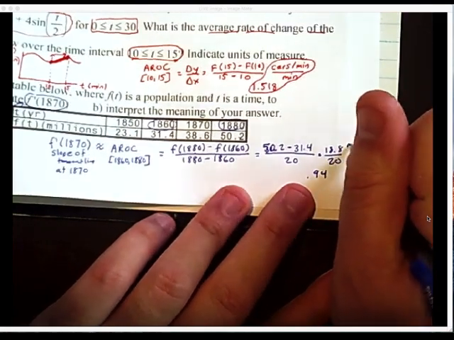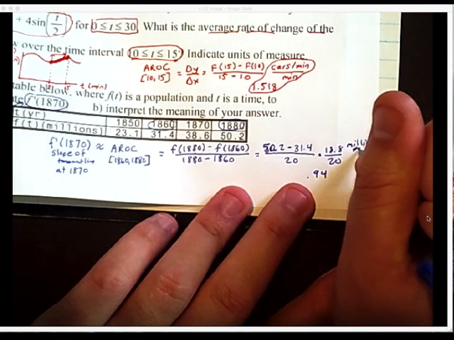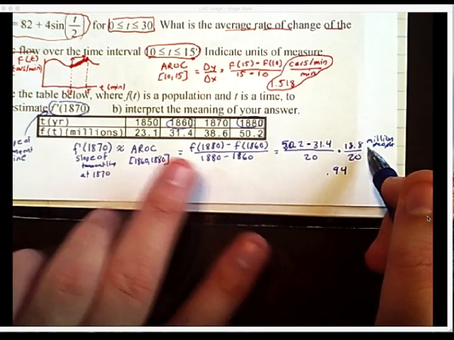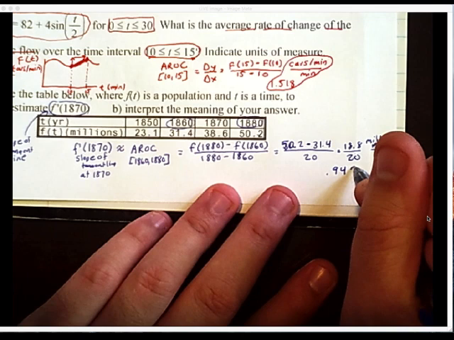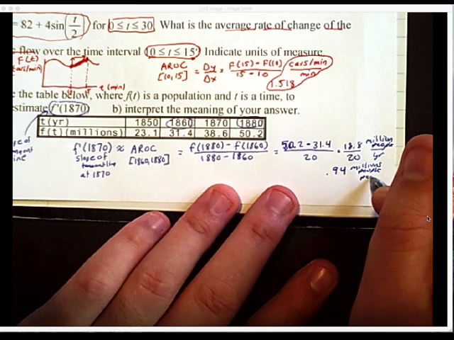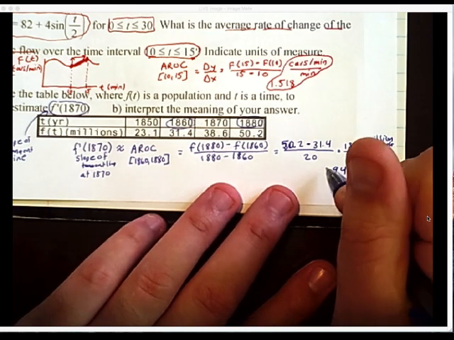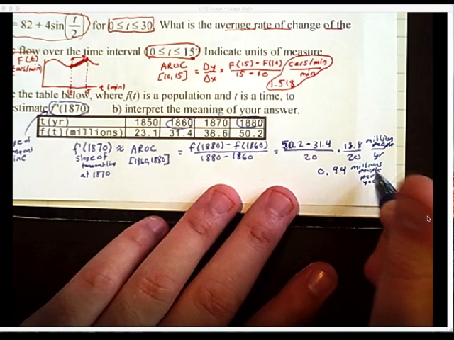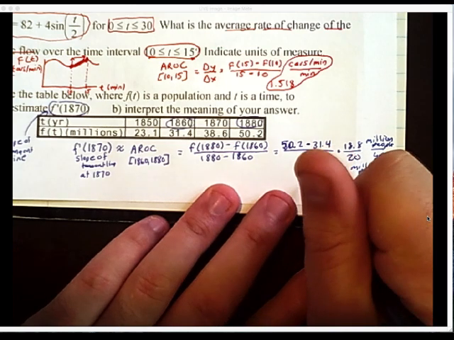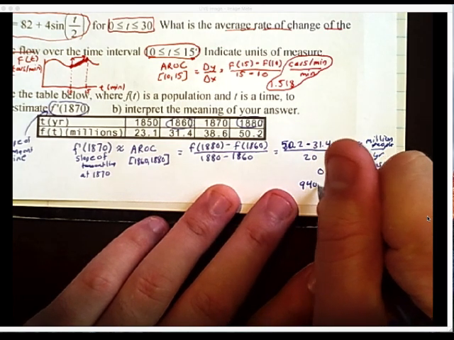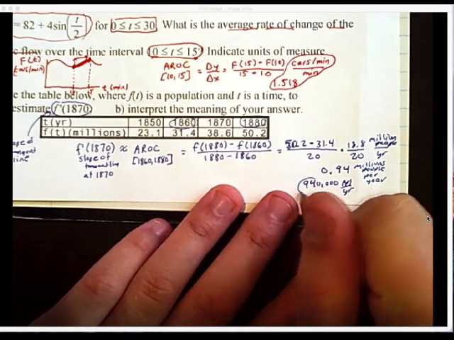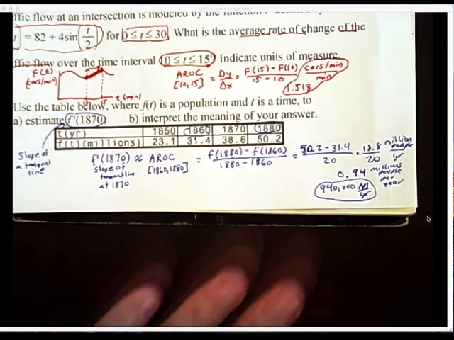Now think about units. The numerator is measured in millions of people, per year. So what's the interpretation of this? 0.94 million people. Well, if that was just 1.0, that would mean 1 million people. So this actually represents 940,000 people per year. Okay. So there's the answer. That's an approximation for part A.